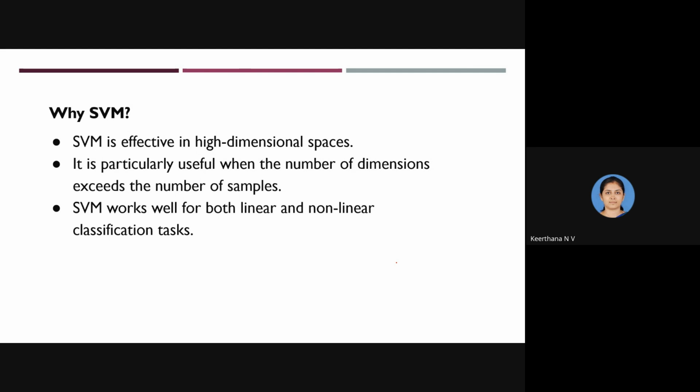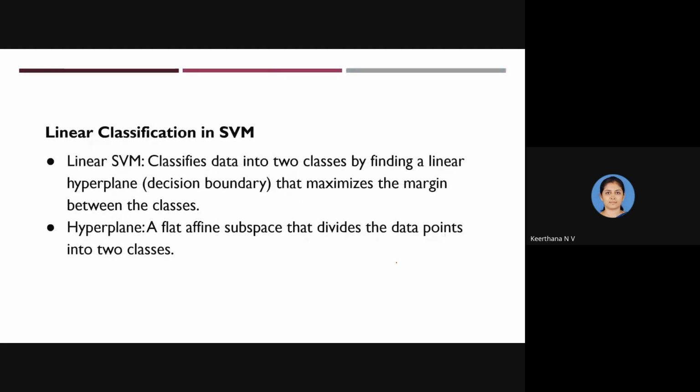It works well for both linear and nonlinear classification tasks. And linear classification is here. So what does a linear classification mean? It will work on two-dimensional data classifications only. It will not deal with more than two-dimensional data classifications. It means it will have one decision boundary, called the hyperplane here, that maximizes the margin between the cases. So what is the hyperplane?